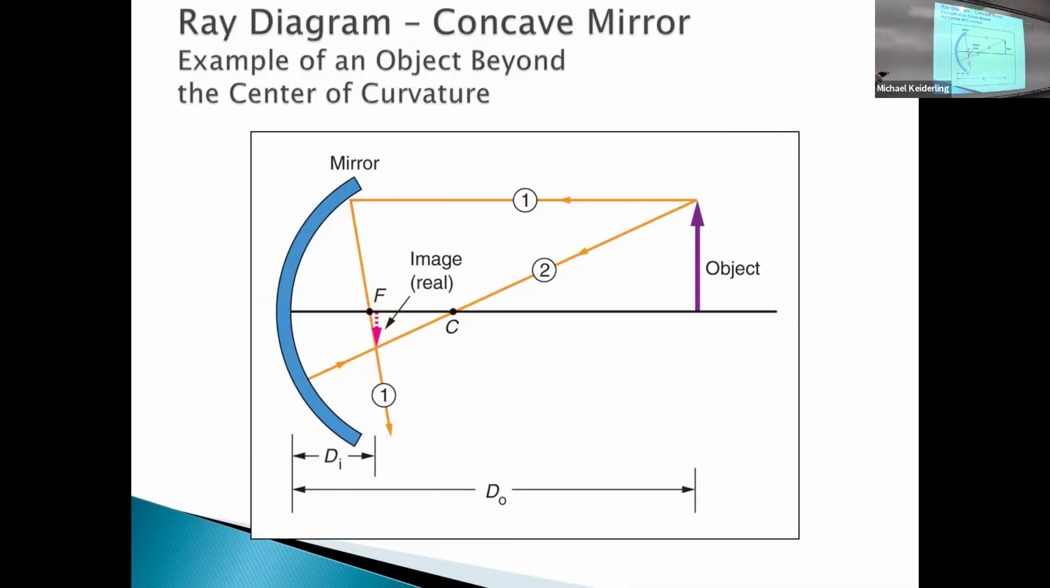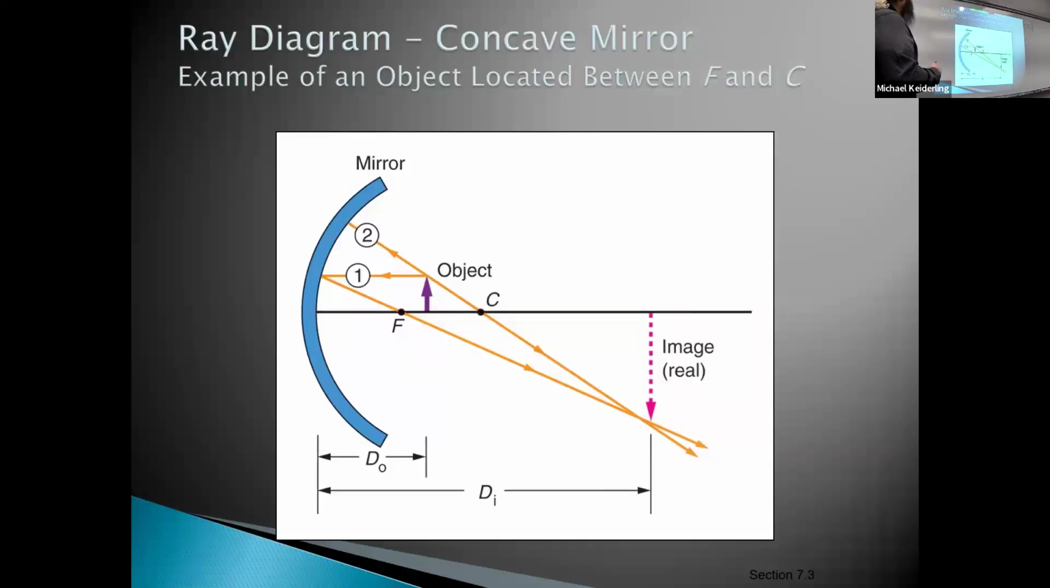So here is what you get if you have an object located beyond the center of curvature. You get an image that is real, inverted, and smaller than the original object. Here we have an example of an object located between the focal point and the center of curvature. You get an image that is real, inverted, and larger than the object. So here you go, parallel to the mirror through the focal point and through the center of curvature, bouncing back and out.